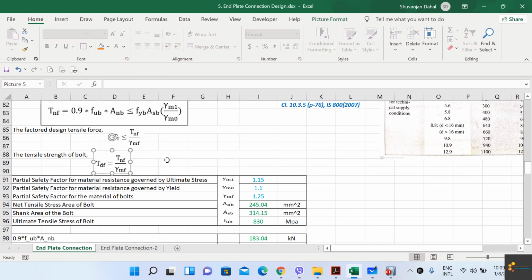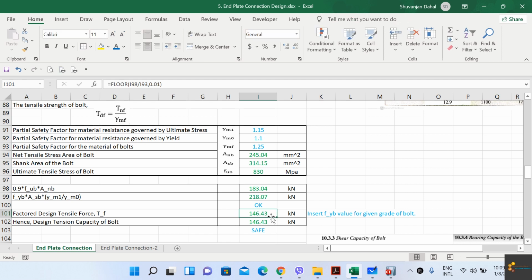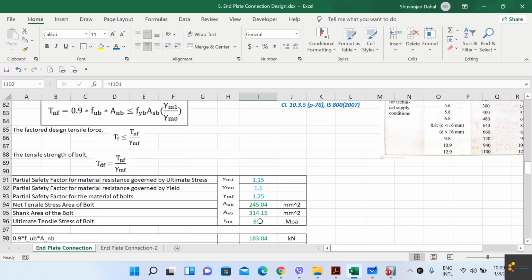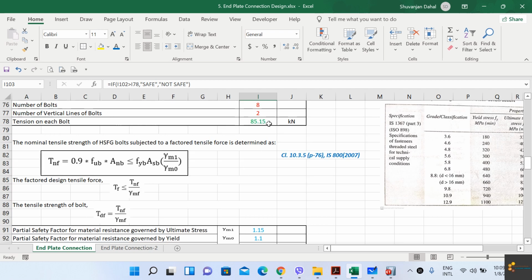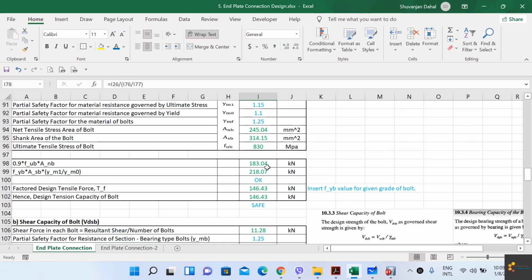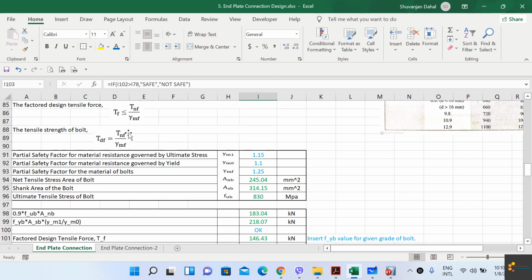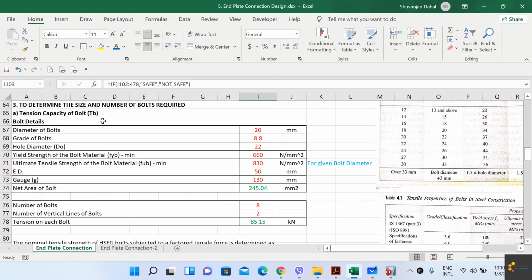TDF is TNF by gamma MF. It comes out to be 146.43 kN. Hence, this factored design tensile force is the design tension capacity of bolt, 146.43 kN. Now, if you compare the tension capacity of bolt with the tensile force that is coming onto our bolt, you can see that the tensile force coming onto our bolt is 85.15 kN, whereas the tension capacity of bolt is 146.43 kN. Since this tension capacity is greater than the tensile force, the bolts are safe in tension. That means safe in tension capacity.